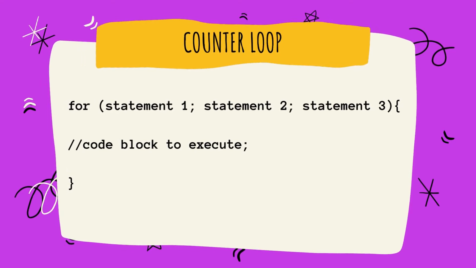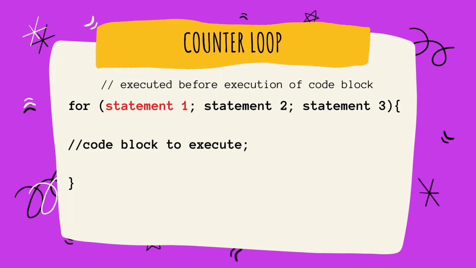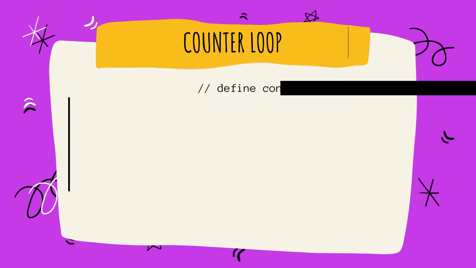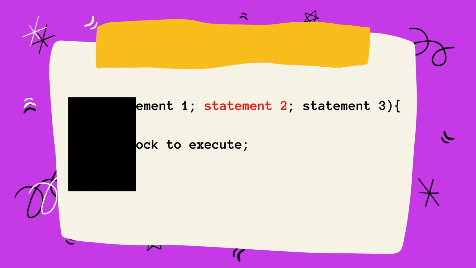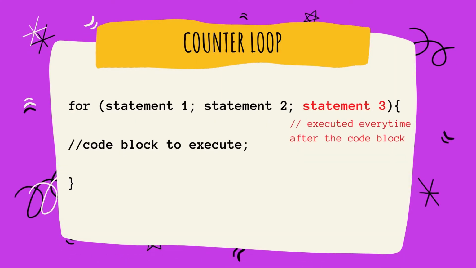Here is the syntax of a for loop. The for loop has three blocks, where the first block is executed before the execution of the code block. Usually, we initialize the values in the first block. In the second block, we define a condition for executing the code block, like for how many times the loop must run. The third and final block executes every time after executing the code block. In the code block, we define the process that has to be executed every time.